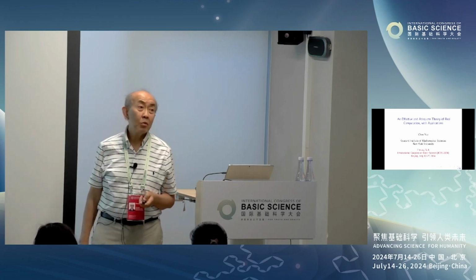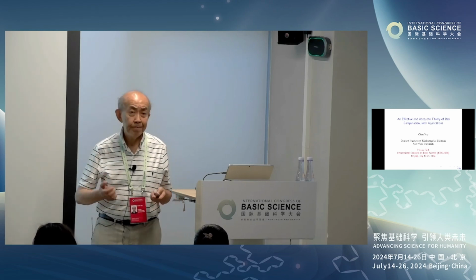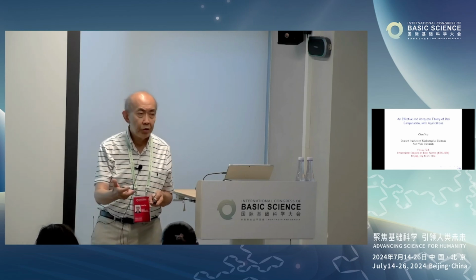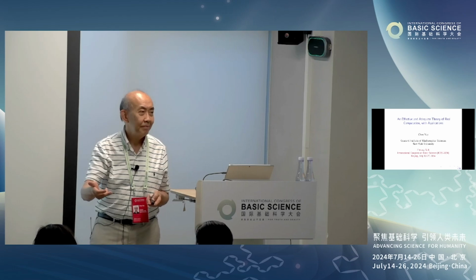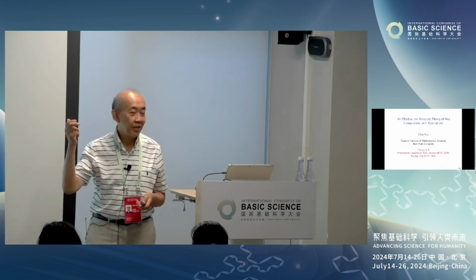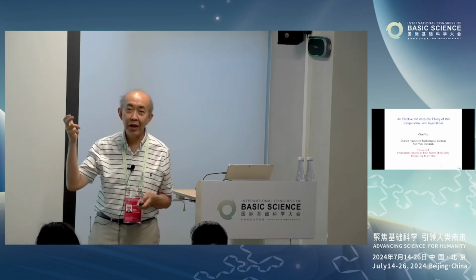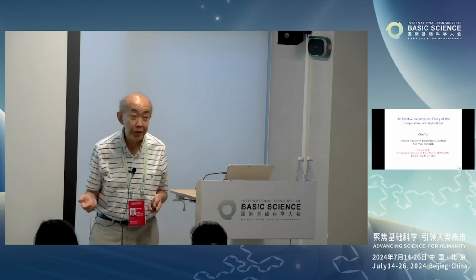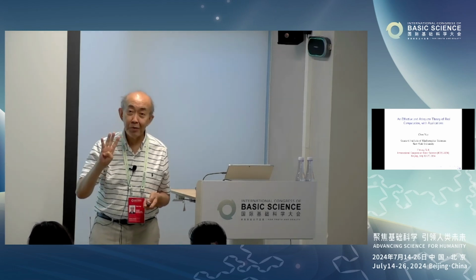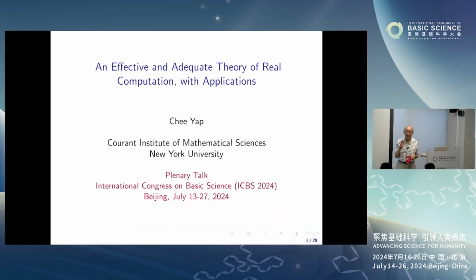Adequate means, well, you need tools. In principle, you can very often prove that certain algorithms are Turing computable, but you may not be able to implement them. And I'll give an example today about roots, a very famous algorithm about root isolation, finding roots of a polynomial. That has been with us for 40 years, but we don't know how to implement it. No one has ever implemented it, okay? Effective and adequate theory of real computation.